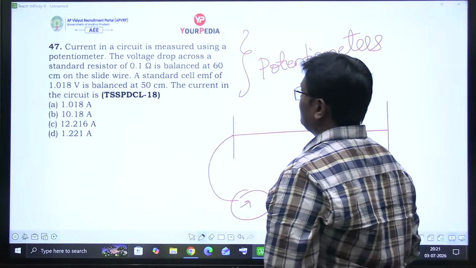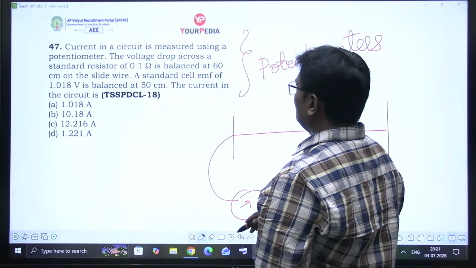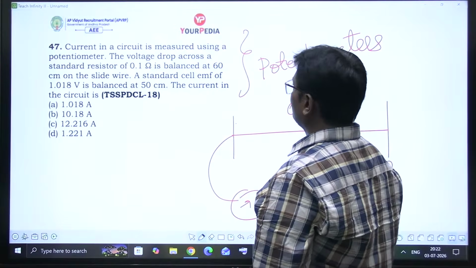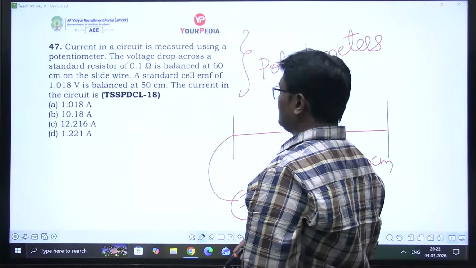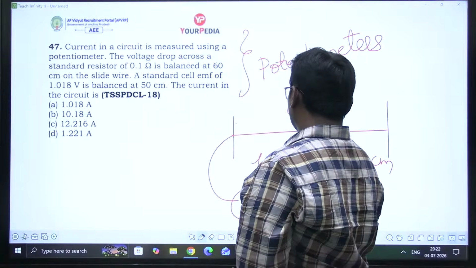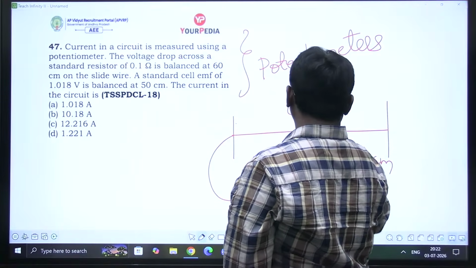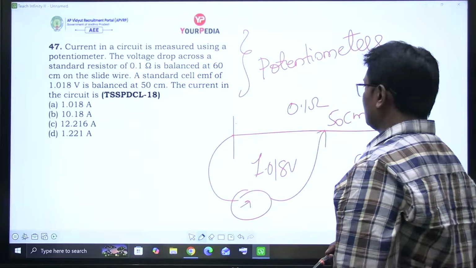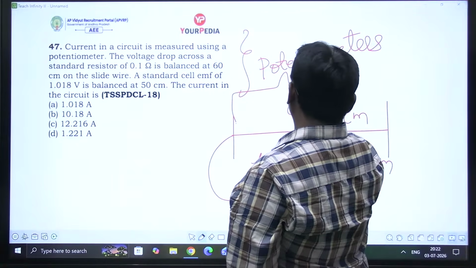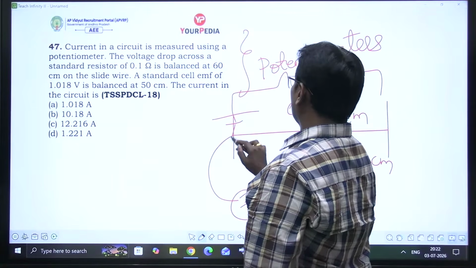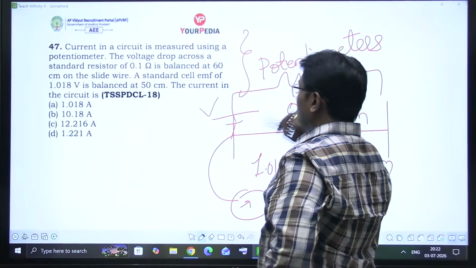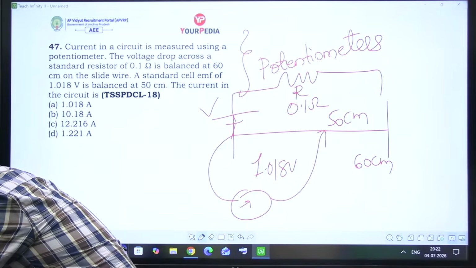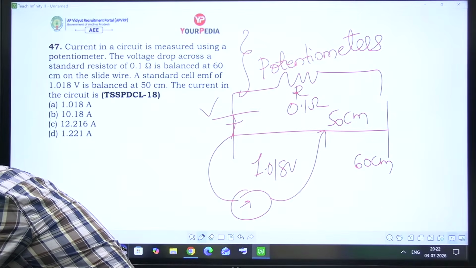So standard resistance of 0.1 ohms is balanced at 60 centimeters. A standard cell of 1.018 volts is balanced at 50 centimeters. Now what is the current being asked? Working current. So here the voltage is there, the resistance is also there. So you should, yes, no one is giving a reply, in a potentiometer.